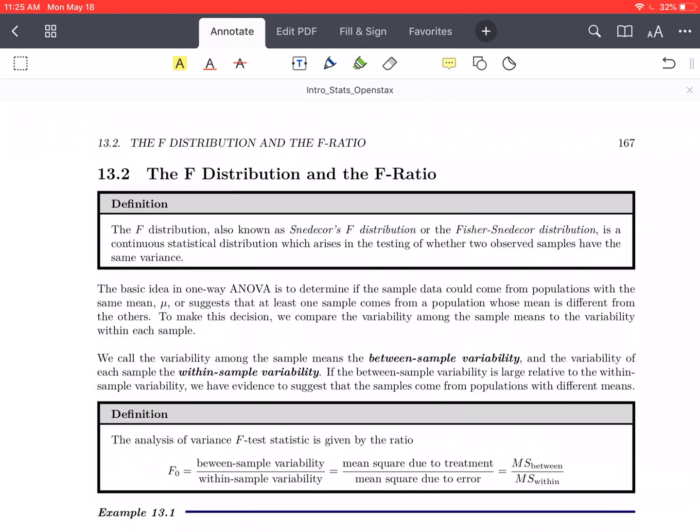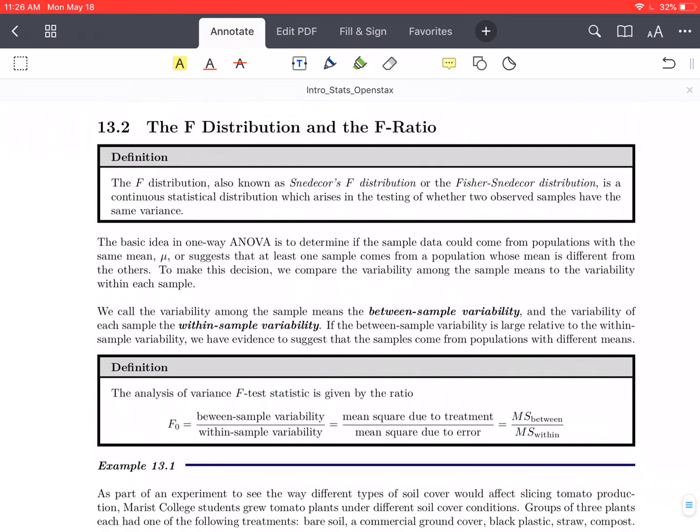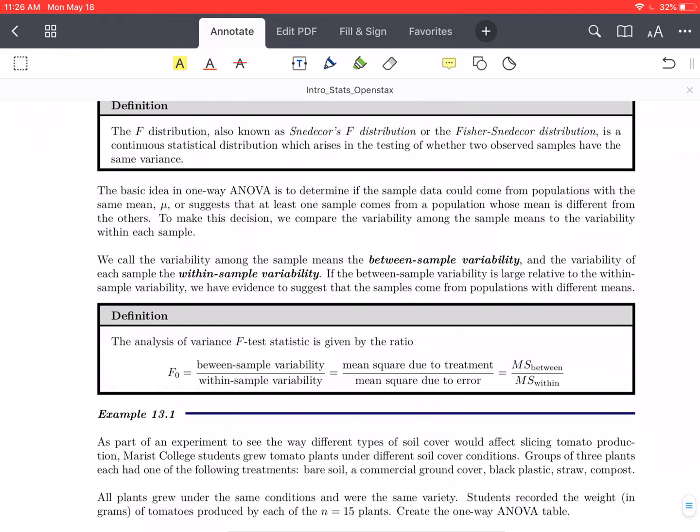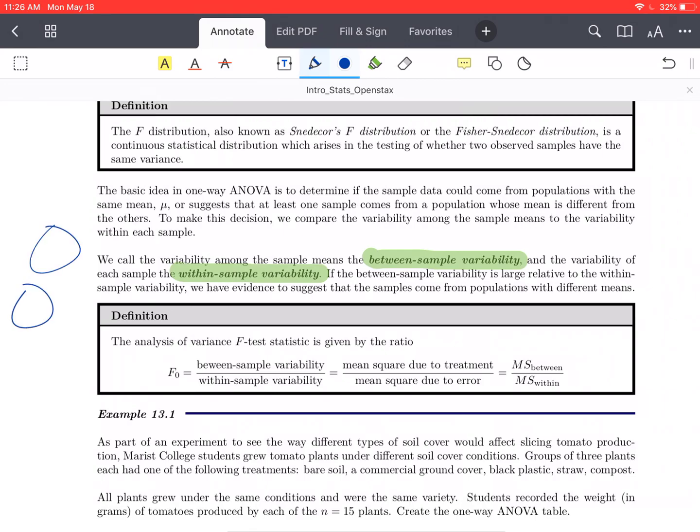So we need to compare variability among the samples and compare that to the variability within each sample. So we have two different types of variability that we're looking at here: between sample variability and within sample variability. When we're talking about the difference between these two, let's say I have 3 different samples, 3 different groups.